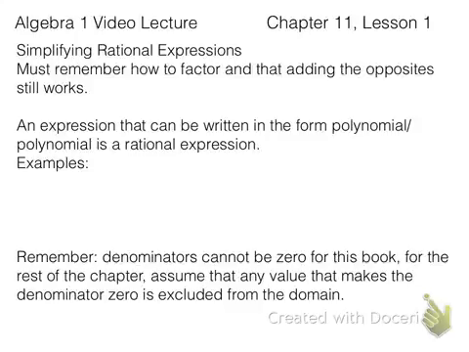Alright, so an expression that can be written in the form of polynomial over polynomial, basically a polynomial over a polynomial in fractional form, is a rational expression, much like these examples: 1 over x plus 2 over x minus 3, and x squared minus 5 over x squared minus 10x plus 25. All of those are considered rational expressions because they are written as fractions.